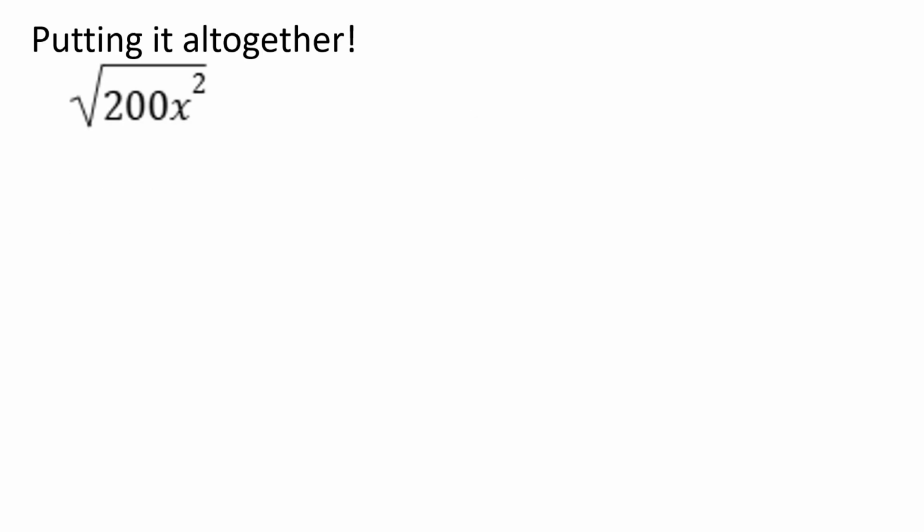Now let's put it all together. Let's do numbers and variables. And I tend to do these in 2 pieces. First I'll do the number, and then I'll do the variable, and then I'll put it all together. So the square root of 200 can be broken down to the square root of 100 times the square root of 2. And then I'm going to break that x squared down to x times x.